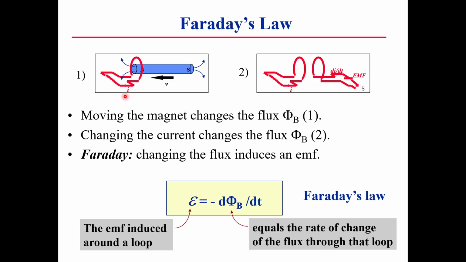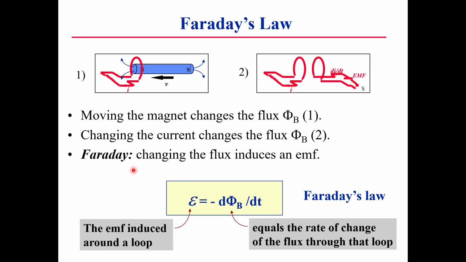What do we have here? It's a coil. And what is this? It's a magnet. So moving the magnet changes the flux. Second, in the second image, changing the current changes the flux. We already talked about it.